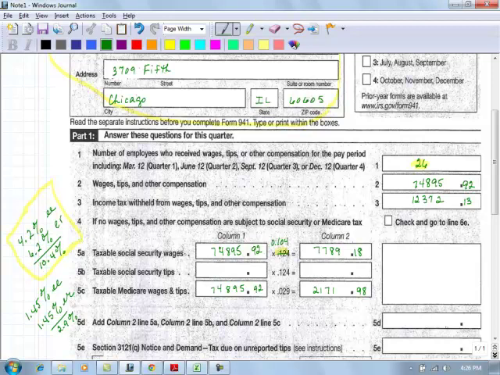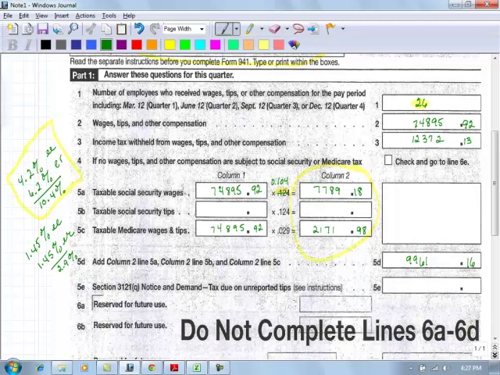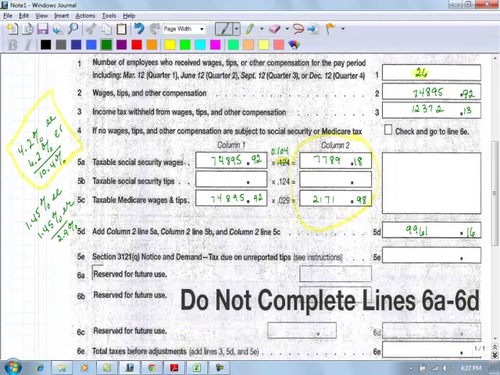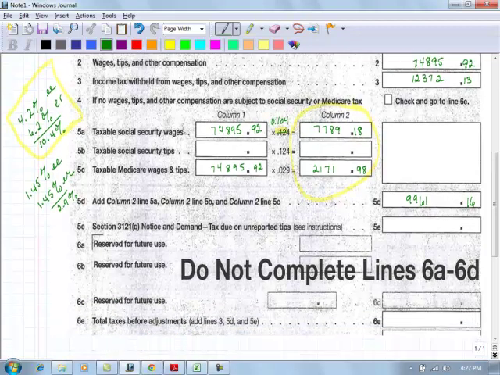So the next piece that we have is box 5D, where it asks us to add column 2 for these items right here. So when we add 7789.18 and 2171.98, answer 9961.16. Now, line 5E, line 6A, 6B, 6C, 6E, or D, as they have there, are going to be blank.